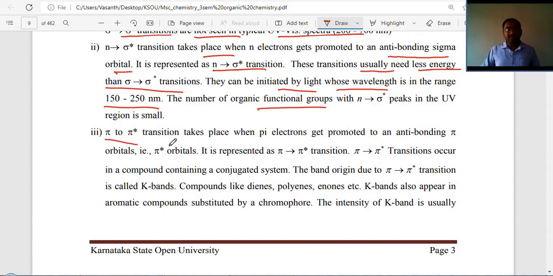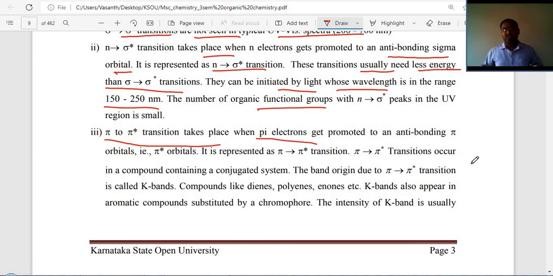Next we consider the pi to pi star transition, which takes place when pi electrons get promoted to antibonding pi orbitals. Like that here, when a carbon-carbon double bond or a carbon-carbon triple bond is there, that is the pi to pi star transition.